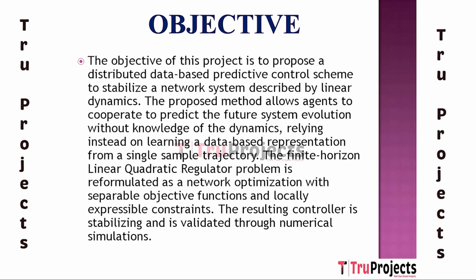Objective. This project's goal is to offer a distributed data-based predictive control technique for stabilizing a network system represented by linear dynamics. The proposed method enables agents to collaborate to forecast future system evolution without prior knowledge of the dynamics. Instead, relying on learning a data-based representation from a single sample trajectory, the linear quadratic regulator issue with a finite horizon is restated as a network optimization with separable objective functions and locally expressible constraints. The resulting controller is stable and has been confirmed using numerical simulations.